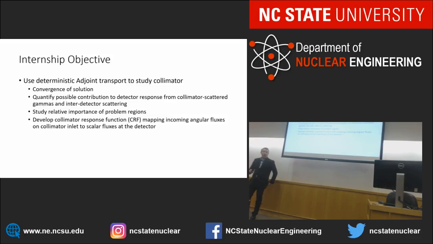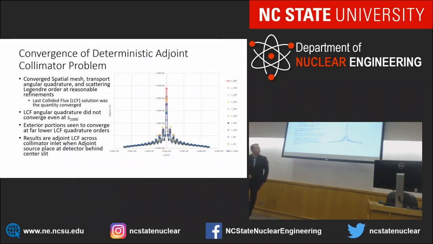And as an importance function, what you do is you kind of recursively simplify that response function by looking at what parts of the problem are important, what angles and locations in phase space are actually going to contribute to the detector response, so you can ignore what isn't. So first thing to do is to converge that solution. I mean converge not iteratively, but on a spatial, angular, and all the other meshes you need.